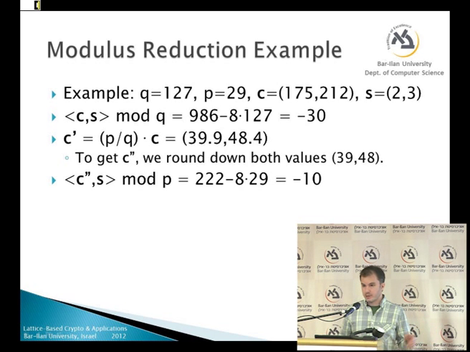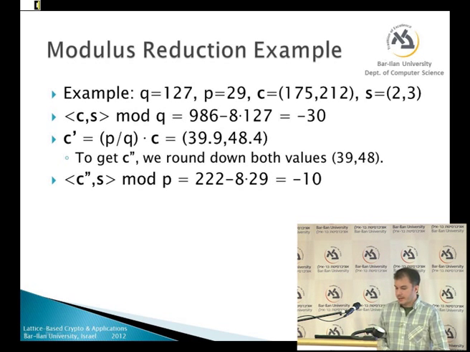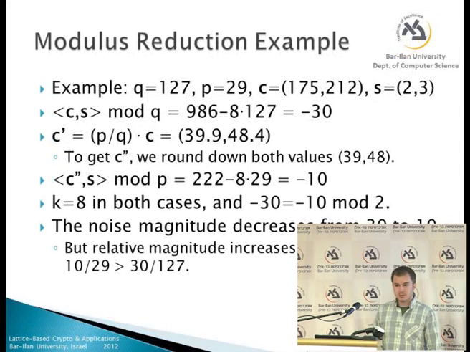You take the dot product, it's 222. Subtract off 8 multiples of 29 and get minus 10. That's the same 8 that we had before when we subtracted 8 multiples of 127. And so the noise magnitude decreases from 30 to 10. But the relative noise actually increases. The noise is scaled down by P over Q, but you have this additive factor, so the relative noise increases a little bit.